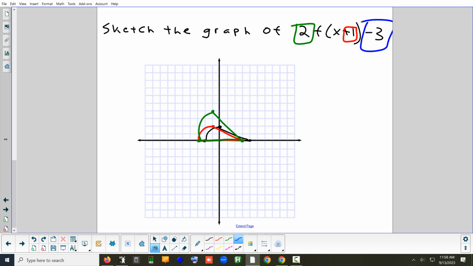Now, how about the -3? It's going to shift it 3 units down. So take every point and shift it 3 units down, if I did that right. That's the picture I'm looking for. It's good. Okay, so no formula, more of just an image that you're applying transformations to. So you'll have 1 or 2 like that in the homework tonight.